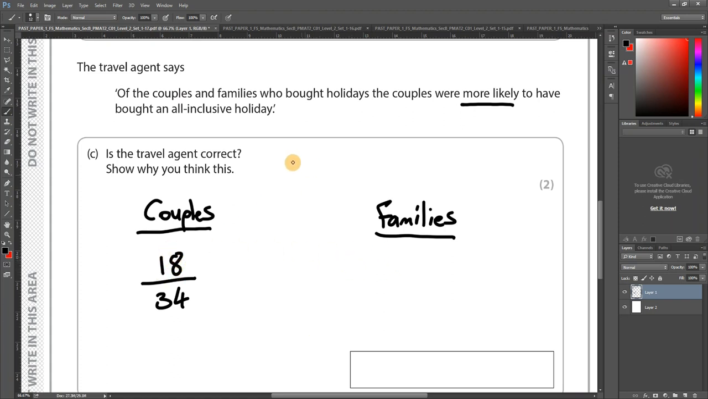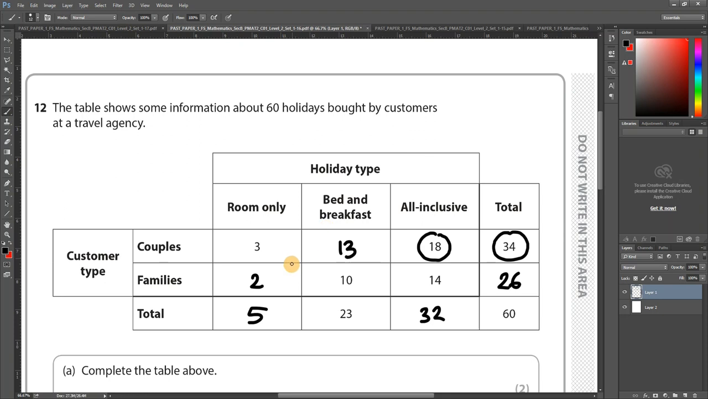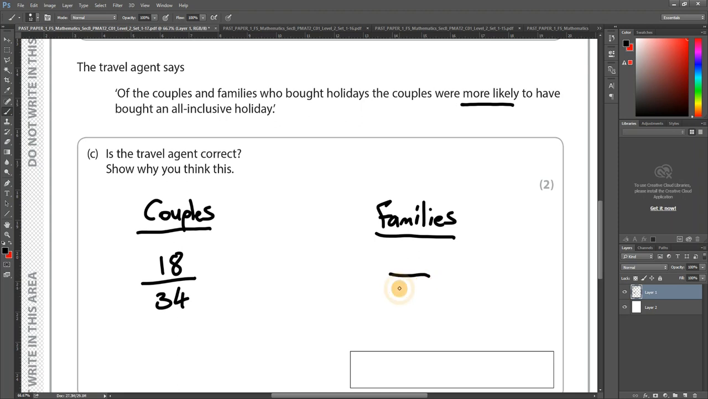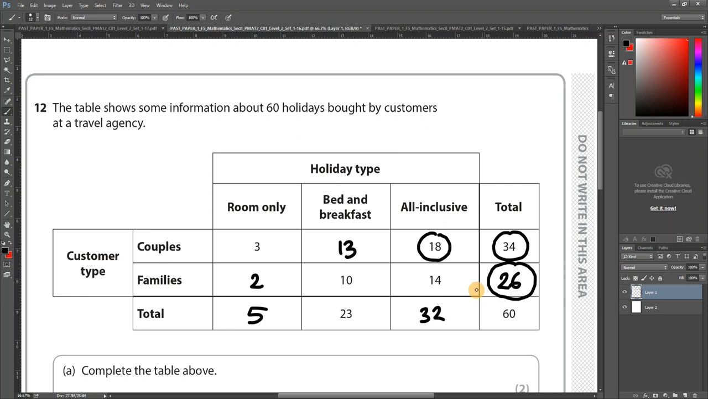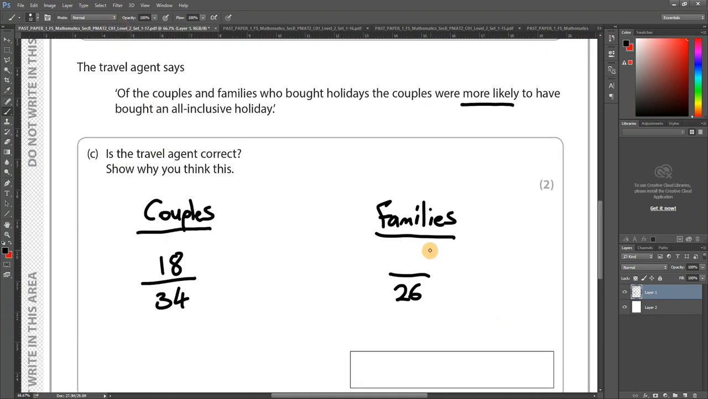From the families, all the families that bought holidays were these guys. So it's out of 26. That's your first step. So families is out of 26. And out of these guys, which one's bought all inclusive? Well, it's these guys here. 14 out of 26. So that's your fraction for families. So which one is more likely?